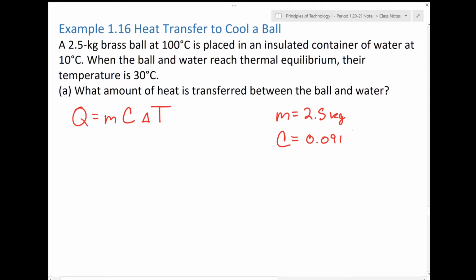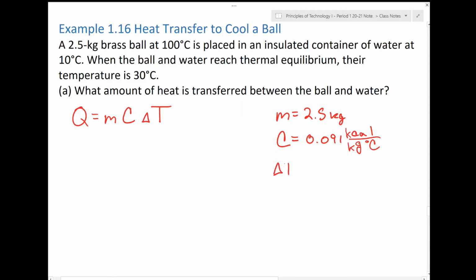0.091 calories per gram degrees Celsius. However, because the mass is given in kilograms, we need the specific heat to be in kilograms as well. And in fact, if we change grams to kilograms and calories to kilocalories, we would end up multiplying both the top and the bottom by 1,000. They would actually cancel out, and we get the same numerical value, just with the revised units that we need.